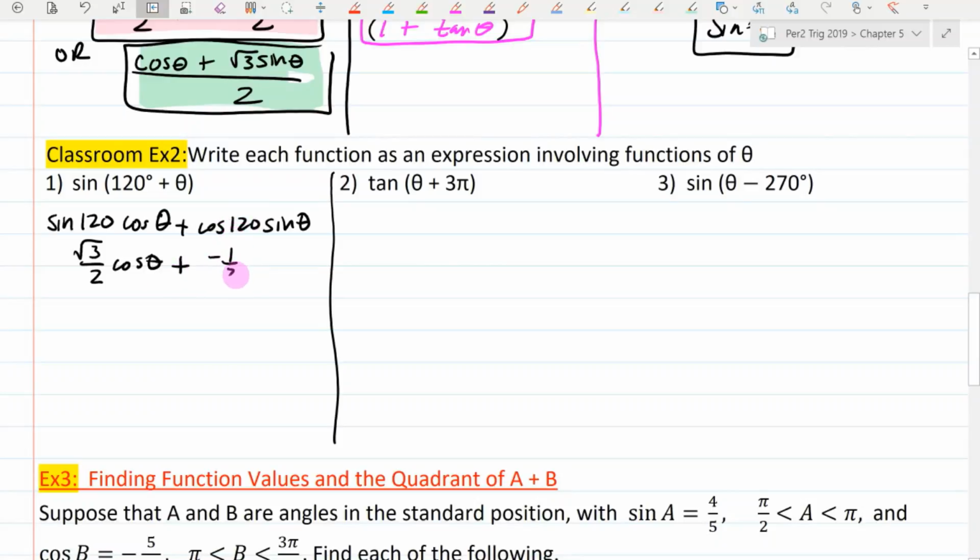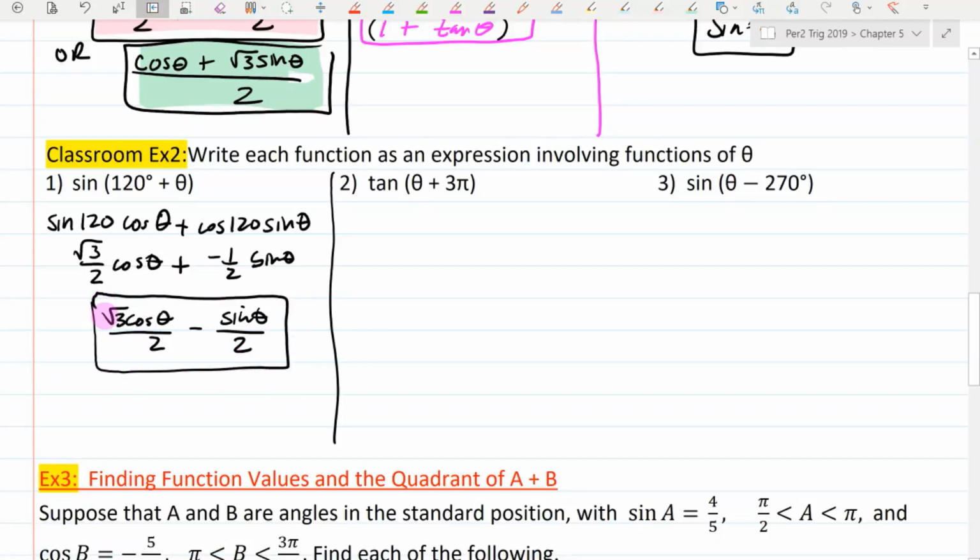Cosine of 120 is negative 1/2. So radical 3 cosine theta over 2 minus sine theta over 2. Don't put minus 1 sine theta. We don't need to use 1 as a coefficient.